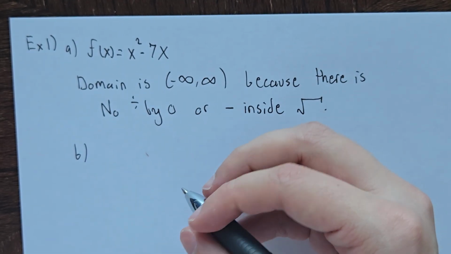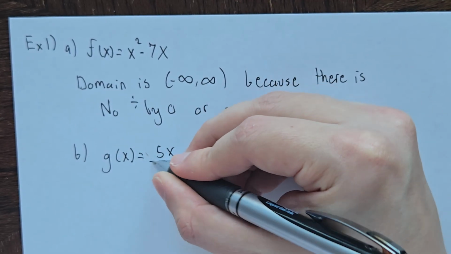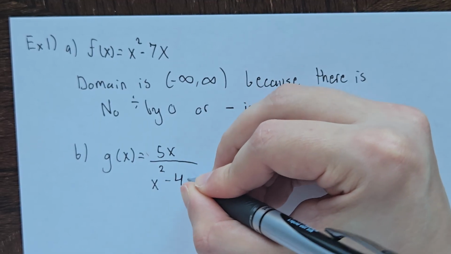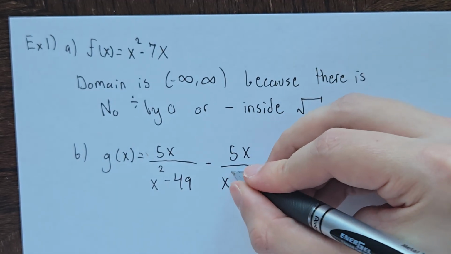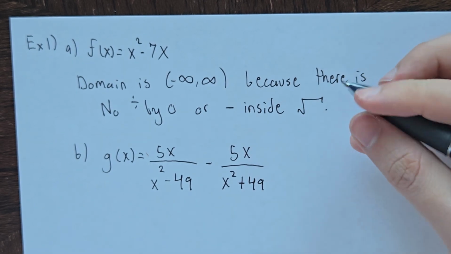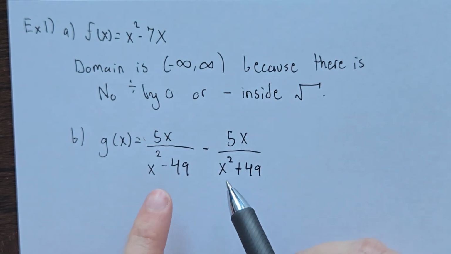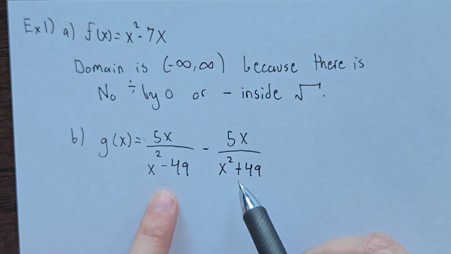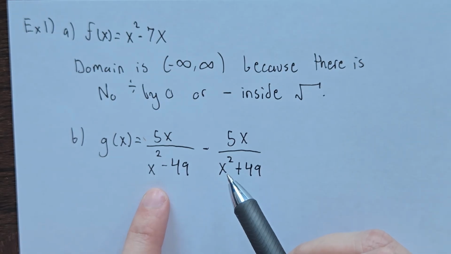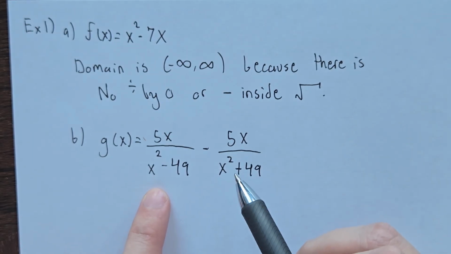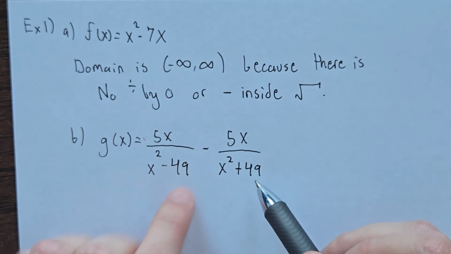Let's look at one that might give us an issue instead. This one says g of x is equal to 5x over x squared minus 49 minus 5x over x squared plus 49. Okay? Well, here, notice that we do have a potential issue with a division by 0. We don't have any square roots, but we have a potential issue in the denominator of these guys. Because we have x's in the denominator, we're always going to have a potential for there to be a division by 0 issue.